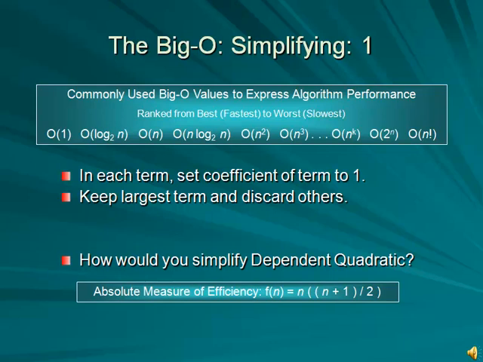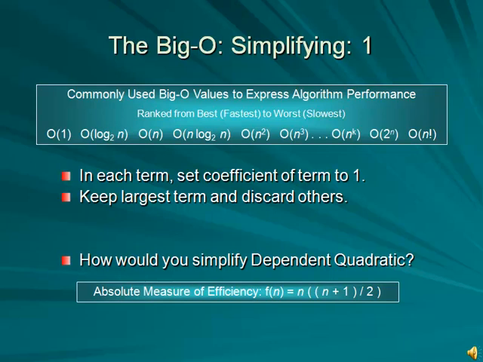When taking an expression of efficiency and simplifying it to its big O value, you'll end up with one of the things listed here. The fastest, or most efficient, is O(1). The worst is O(n factorial). It can be anything in between: O(log n), O(n), O(n log n), and so on. Ultimately, it's going to end up being one of those kinds of expressions.